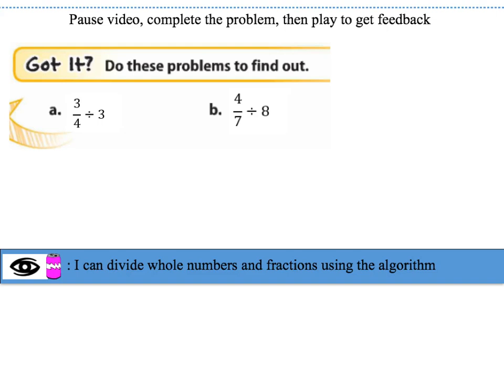Now let's see what you're made of. Pause the video, complete the got it problems, then check your answer. Now that you had some time to complete these problems, the answer for letter A is 1/4. And the answer for letter B is 1/14. So if you didn't get any of these answers, let's talk about it during class tomorrow.